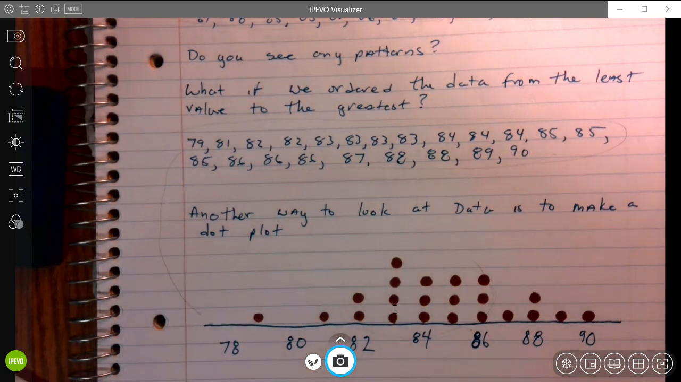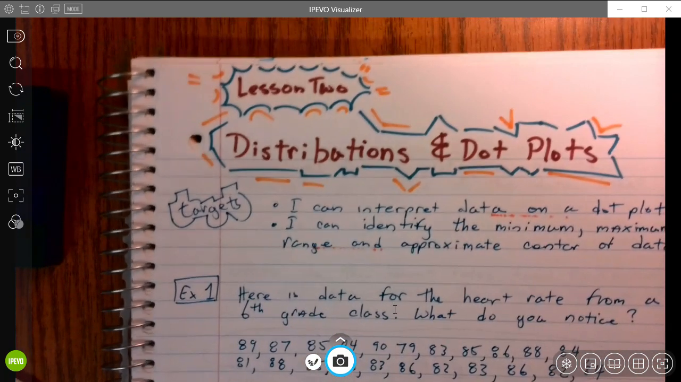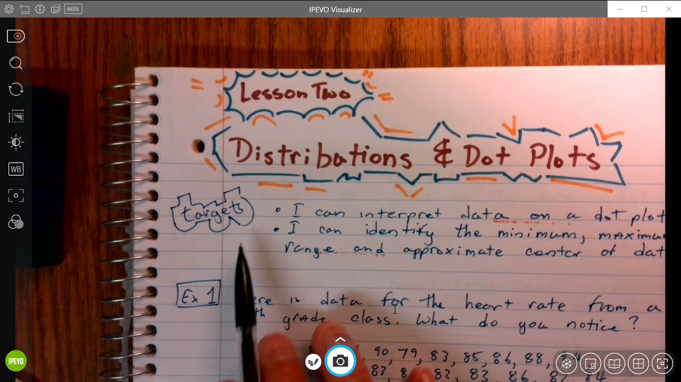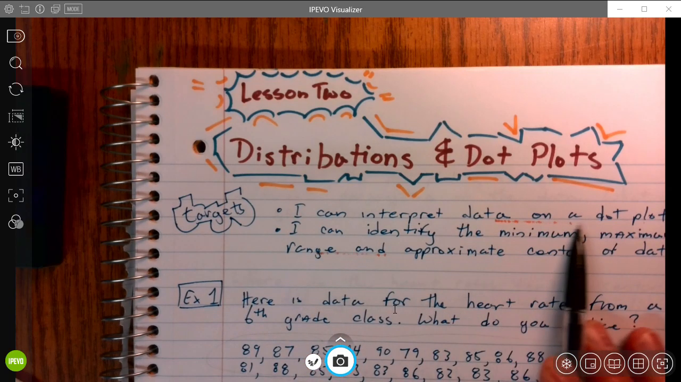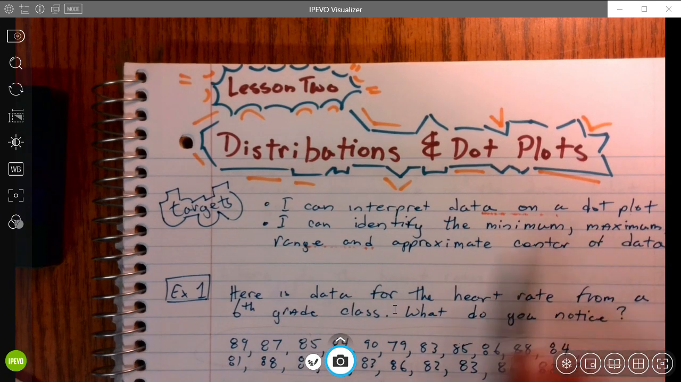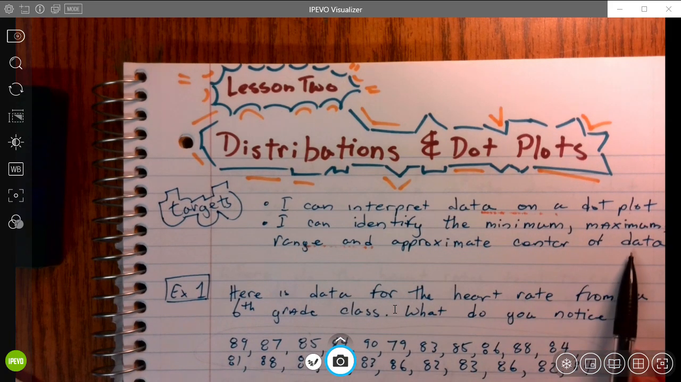So that's it for today. This is distributions and dot plots. Make sure to look out for the second video of this lesson. Our target for today is I can interpret data on a dot plot, and I can identify the minimum, maximum, range, and approximate center of data.